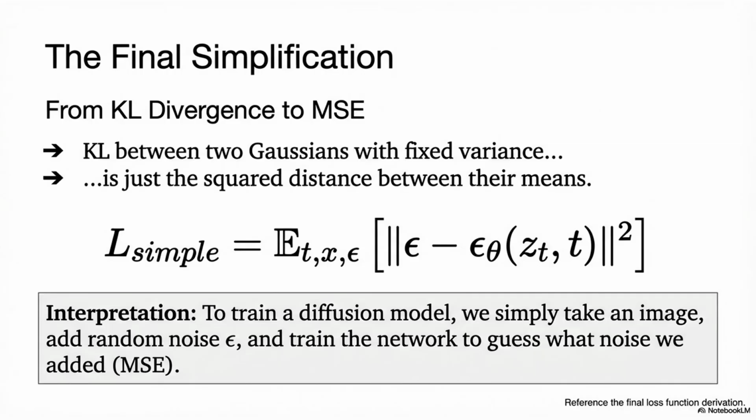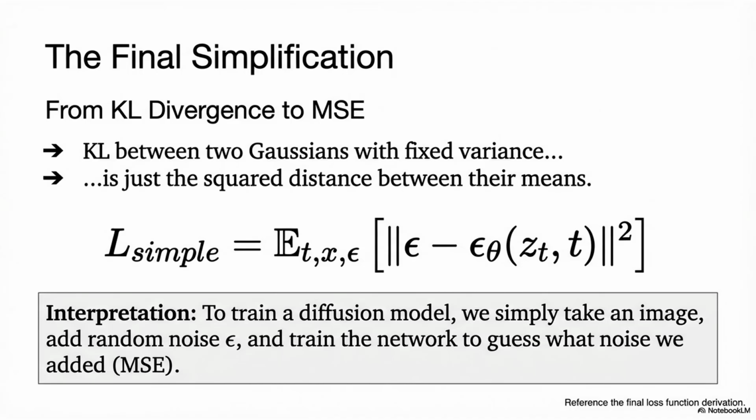And the interpretation of that final simple math is just perfect. At the end of the day, to train a diffusion model, we simply take an image, add random noise, and train the network to guess what noise we added. That's it. That's the entire training process in one sentence. All that complexity for such an elegant, simple idea.